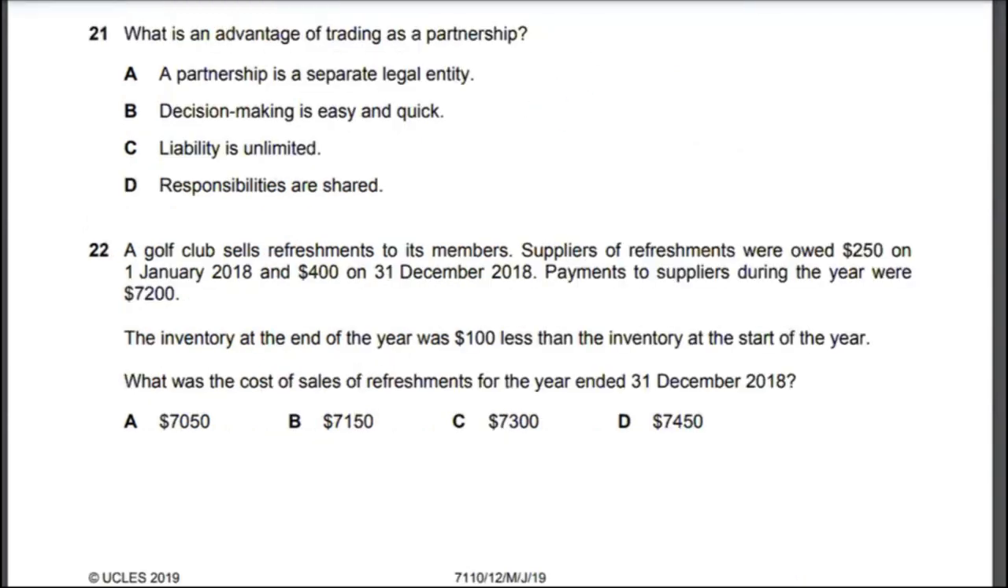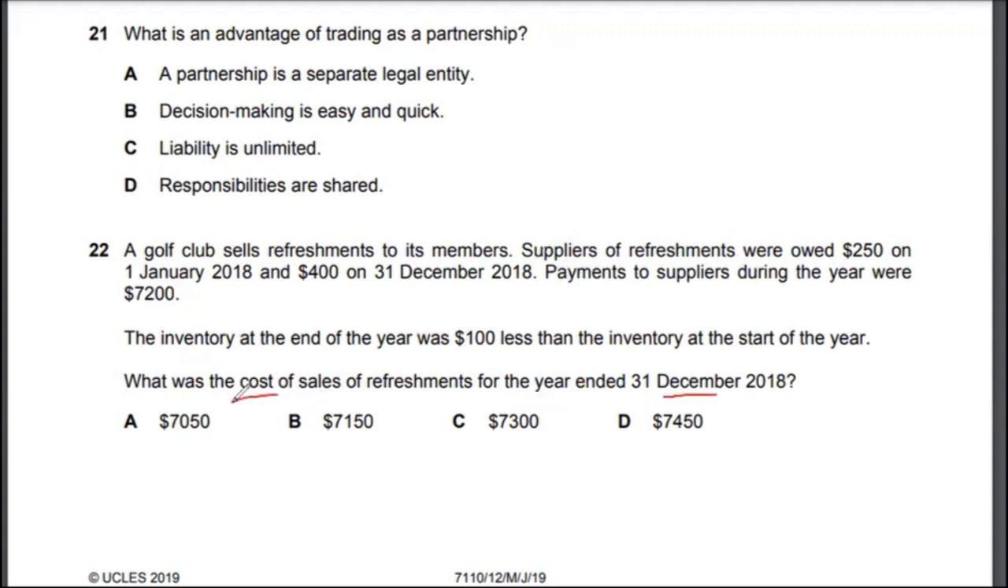Let's look at multiple choice 22. A golf club sells refreshments to its members. Suppliers of refreshments were owed $250 on 1st January 2018 and $400 on 31st December 2018. Payments to suppliers during the year were $7,200. The inventory at the end of the year was $100 less than the inventory at the start of the year. What was the cost of sales of refreshments for the year ended 31st December 2018?